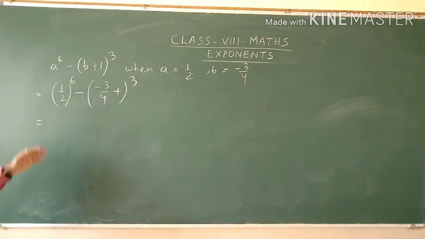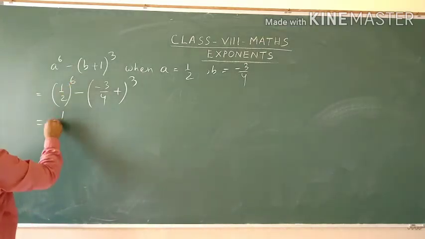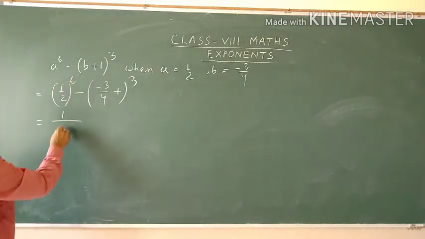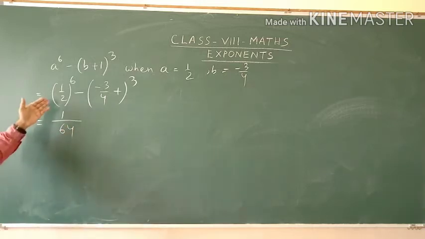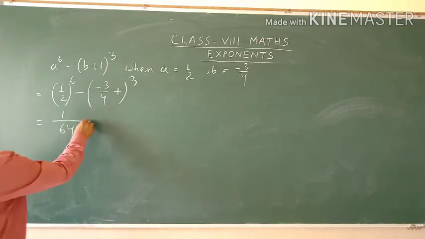So here we see that 1 upon 2 to the power 6. So we can write 1 to the power 6 how much? 1, and 2 to the power 6 how much? It is 64. So directly writing 2, 6 times, 2 into 2 and so on, equals 64, minus.